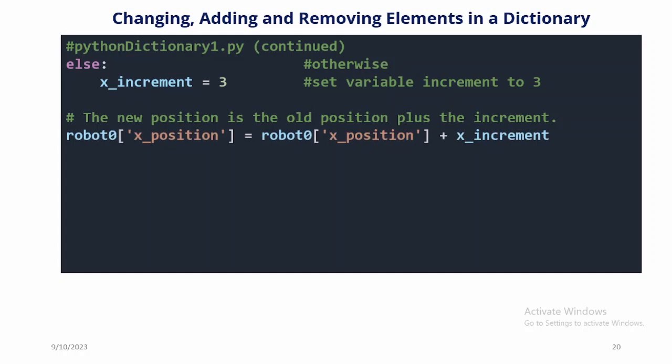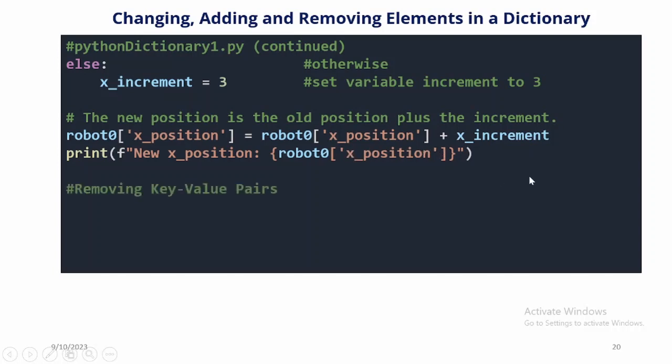Now let's do some update. We call the key x_position, which will now assume a new value. It's going to be the previous x_position plus the x_increment variable that we are going to get from the if statement, depending on how it was executed. Now let's print the new x_position just by calling the key again. We'll see that when we run the program.